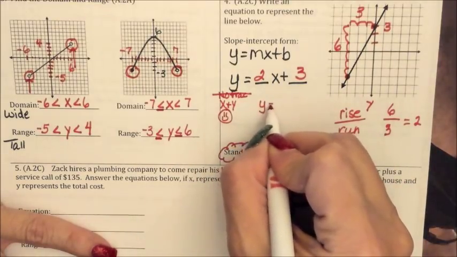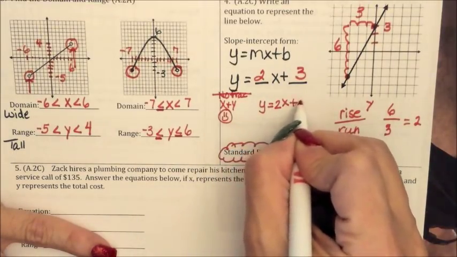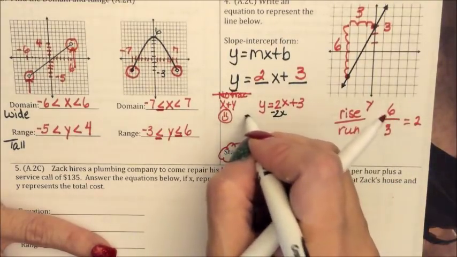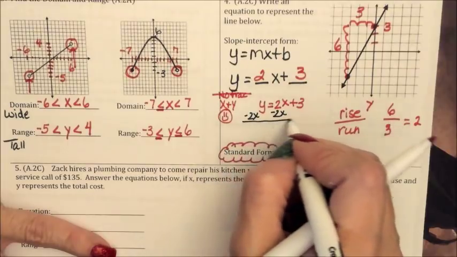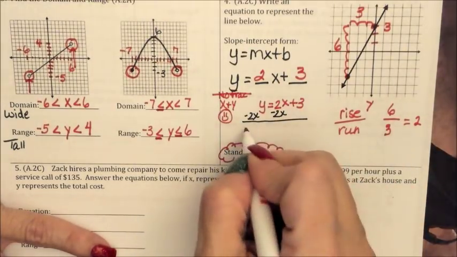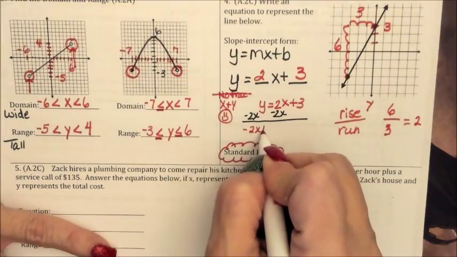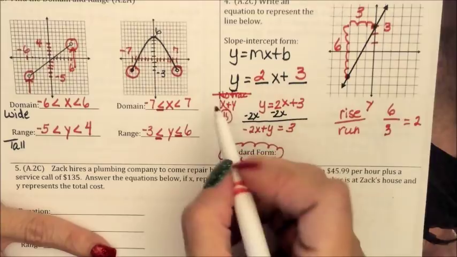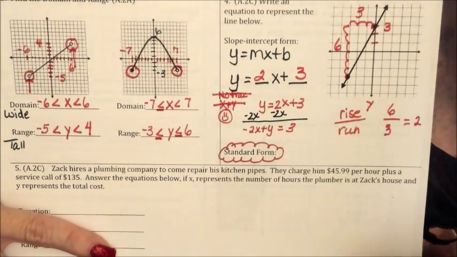So y equals 2x plus 3. I'm going to move the x to the other side. Already your brain went, move the x, divide the y. No, not on this one. Minus 2x plus y equals 3. All right, x and y on the same side, done.